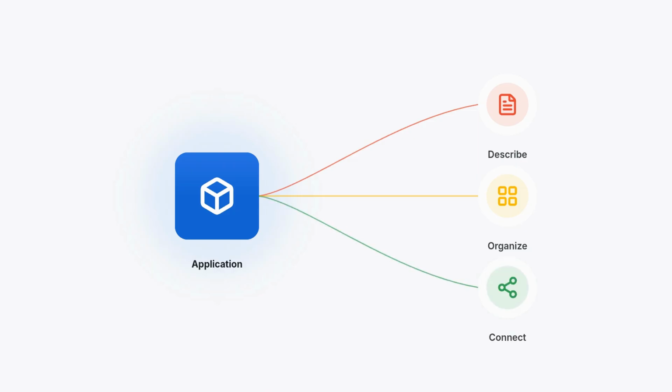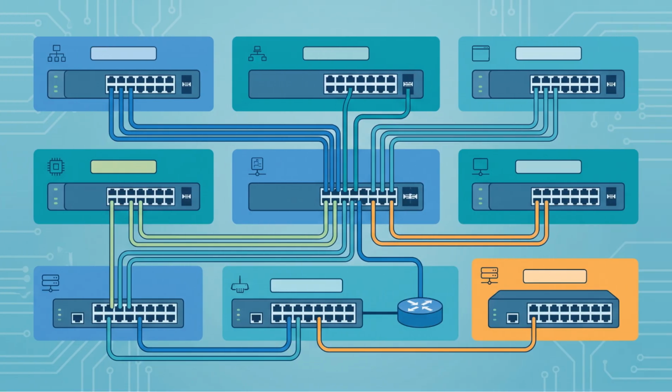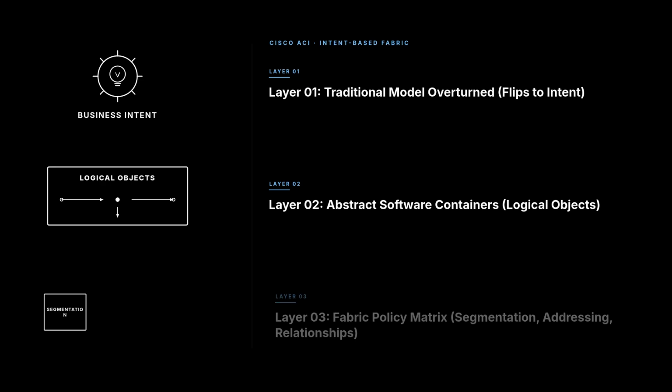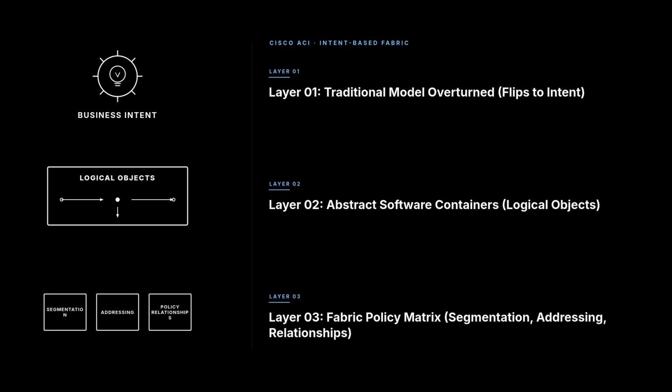Let's start higher up. ACI is not asking you to memorize nouns for the sake of it. It's asking you to describe how an application should be organized and connected. In a traditional network, you often think box by box, interface by interface, and VLAN by VLAN. ACI starts with intent, then defines logical objects for segmentation, addressing, and policy. That is why the object model matters. It is the language APIC uses to turn application intent into fabric behavior.